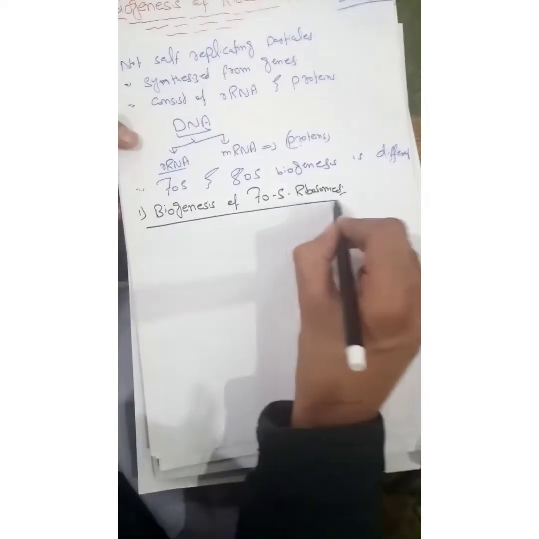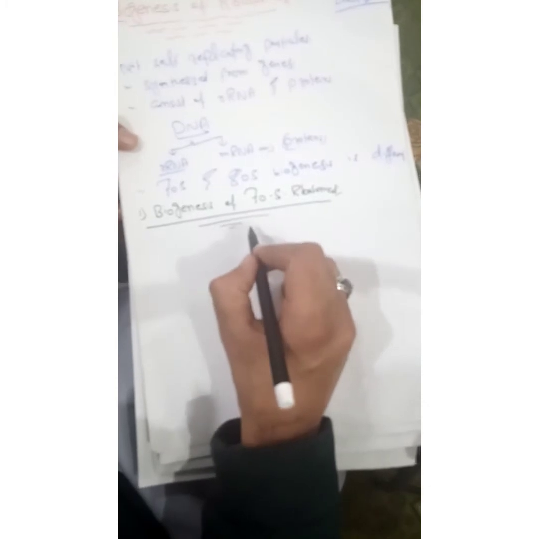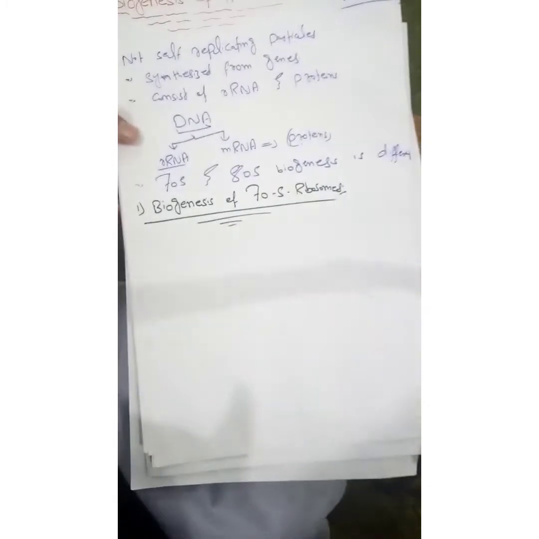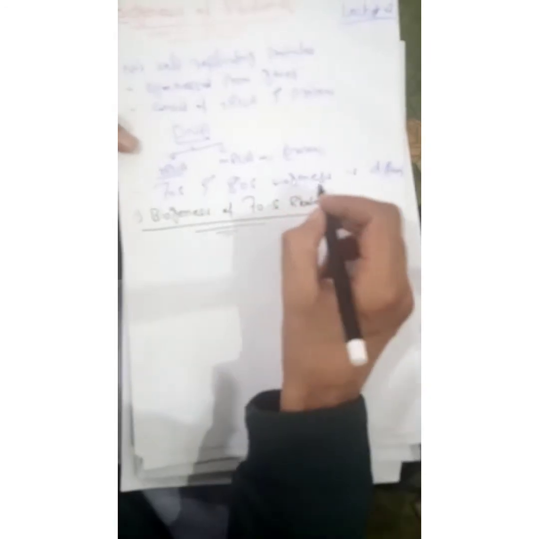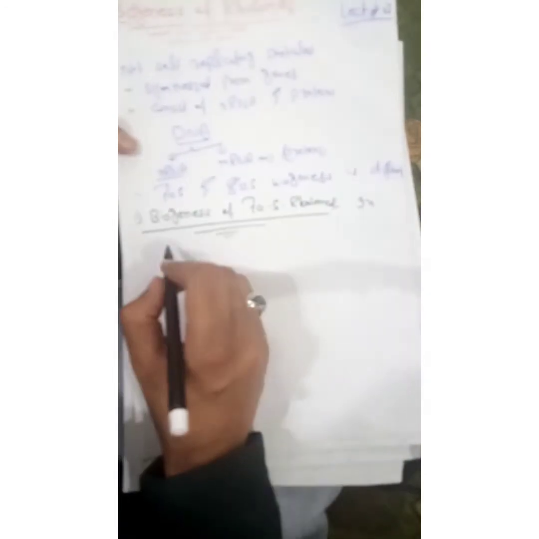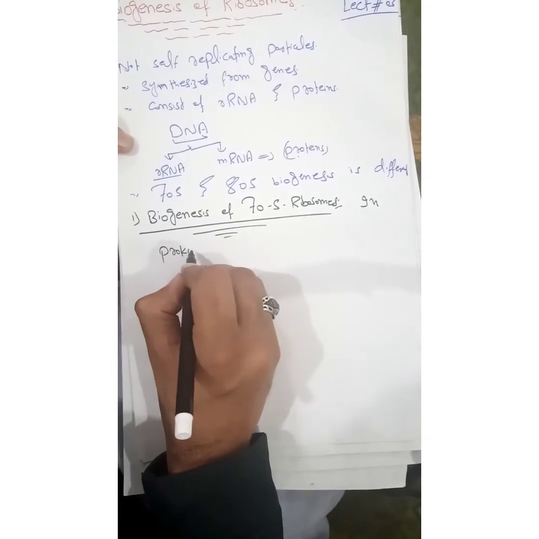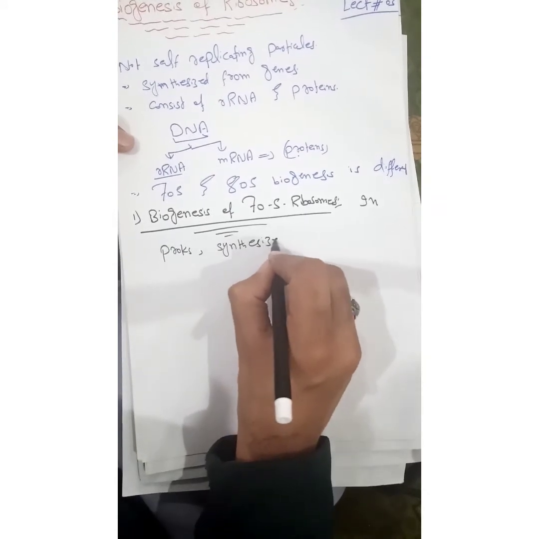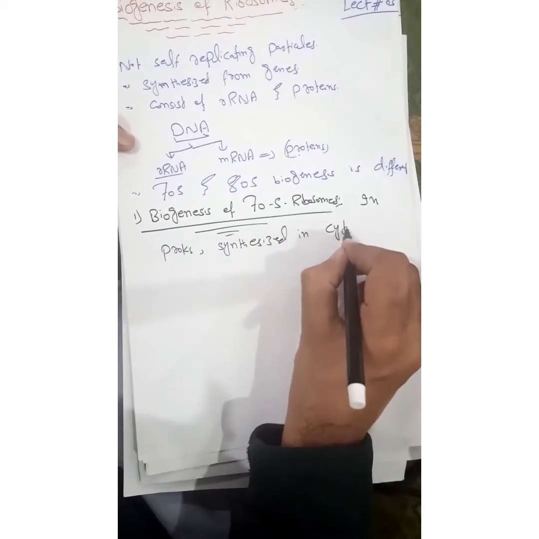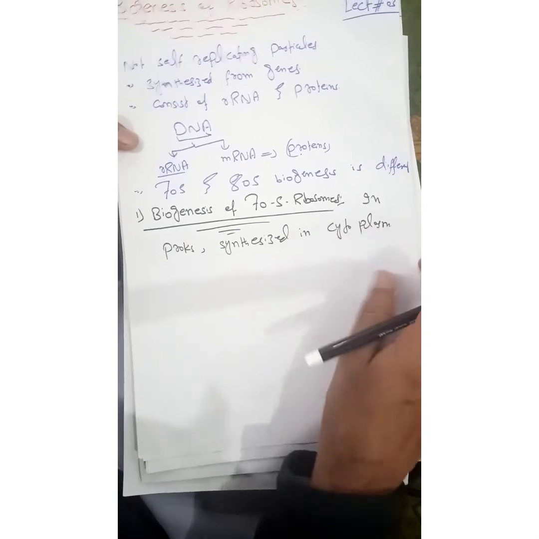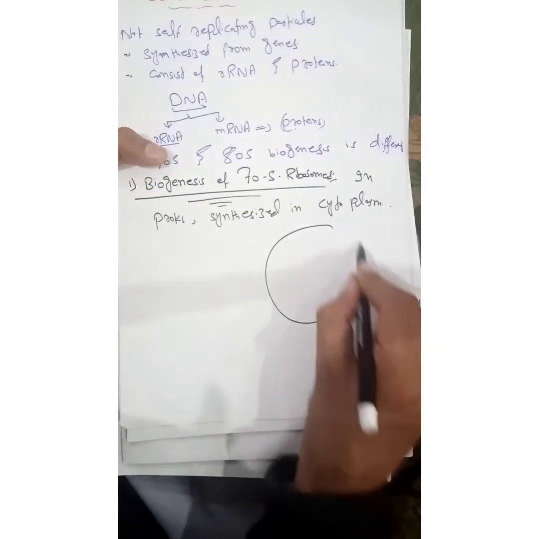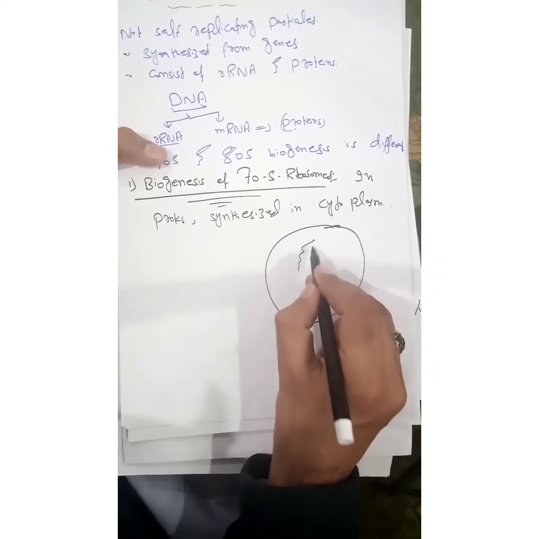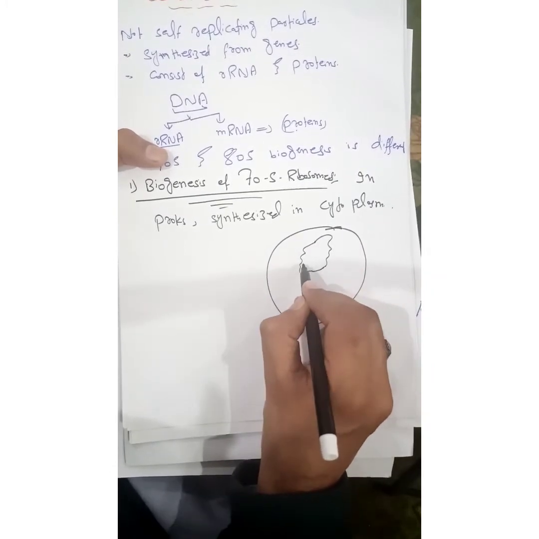In eukaryotes, we say that the ribosomes are synthesized in the nucleolus. In prokaryotes, there is no nucleolus. So in prokaryotes, the ribosomes are synthesized in the cytoplasm. In prokaryotes, in bacteria, the chromosome is in nucleoid form.